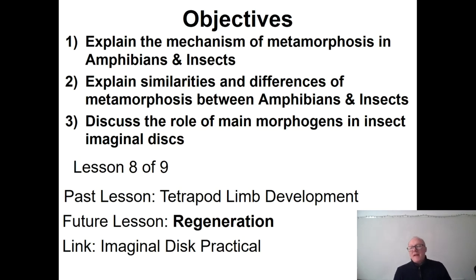So, I hope that after this lesson, after you revise, you will be able to explain similarities and differences between the metamorphic mechanisms, both in amphibians and insects. You should also be able to discuss the main morphogenic events that happen in amphibians and in insects, and also the hormonal controls in both insects and amphibians.